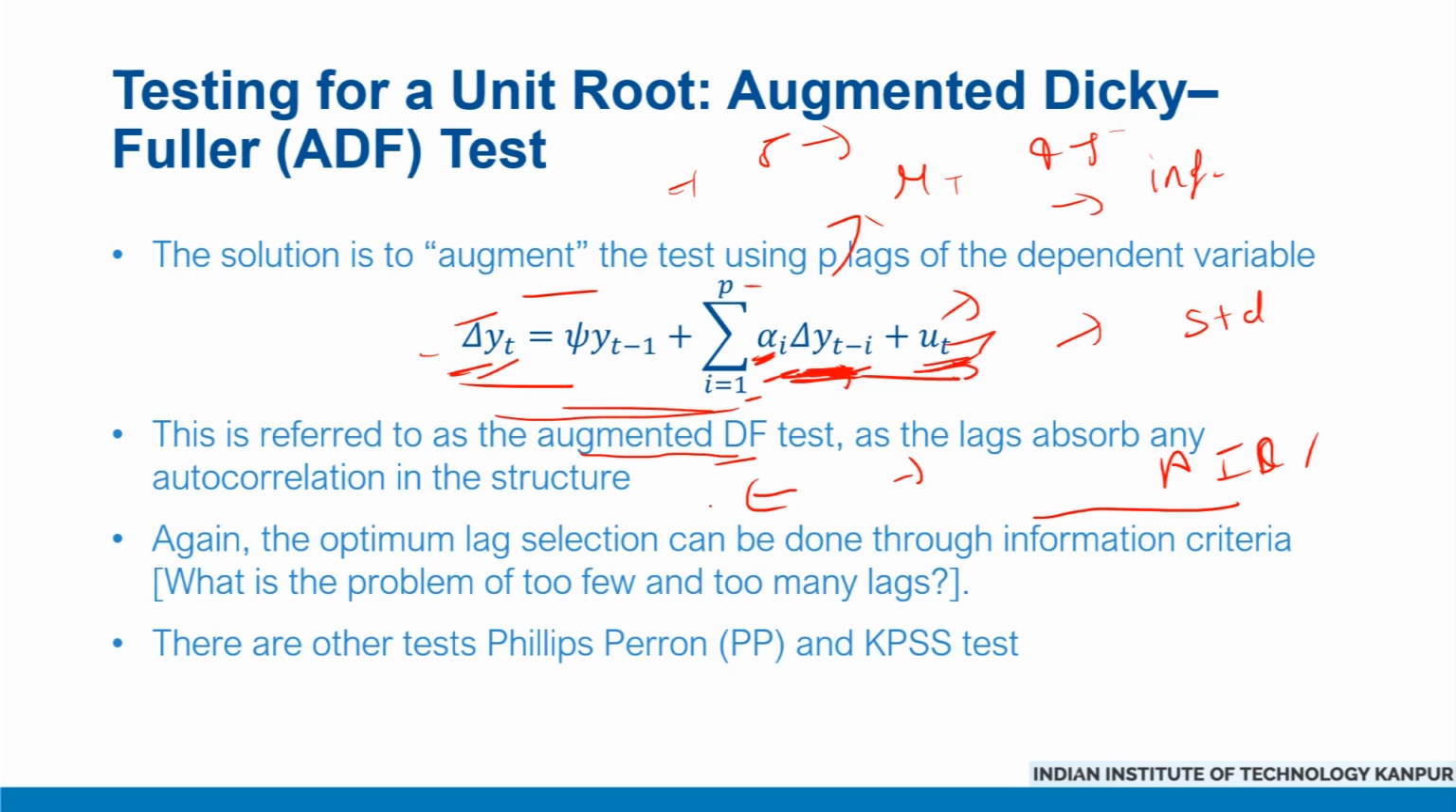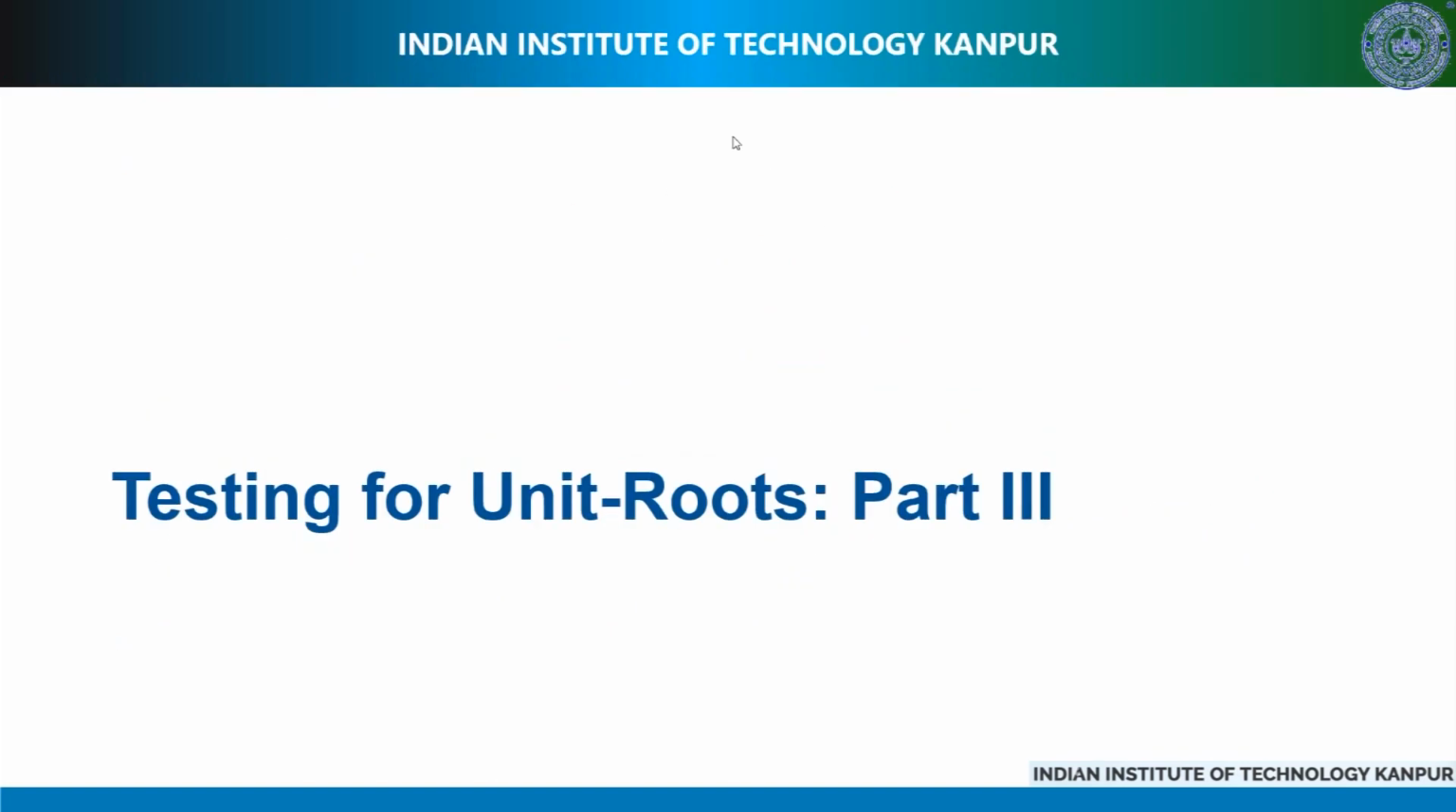Similar to the augmented Dickey-Fuller test, there are other tests such as Phillips-Perron and the KPSS test. Though the mathematics is not important, in subsequent videos we'll discuss how to use all these tests in a more efficient way to arrive at an accurate conclusion. In this video, we'll discuss the approach to test for non-stationarity with the help of multiple tests of stationarity and unit root tests.